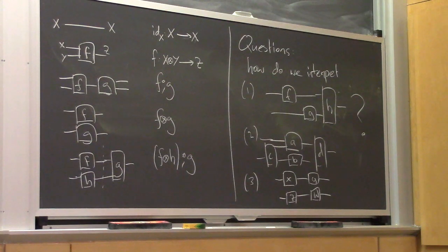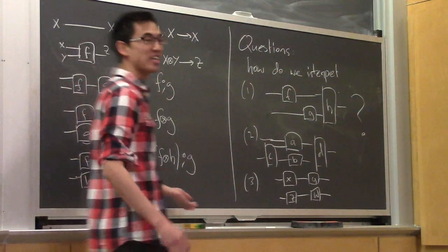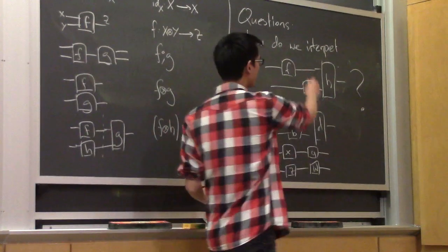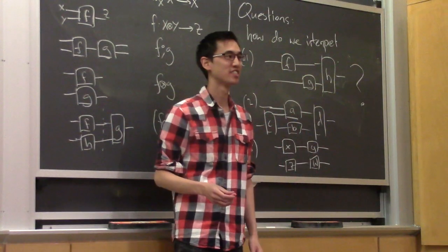Okay. And in the first layer, you're going to see an identity. Does anyone have any answers? An identity wire. Do you want to shout out how you might interpret this?